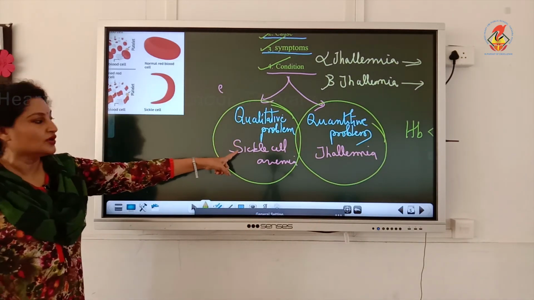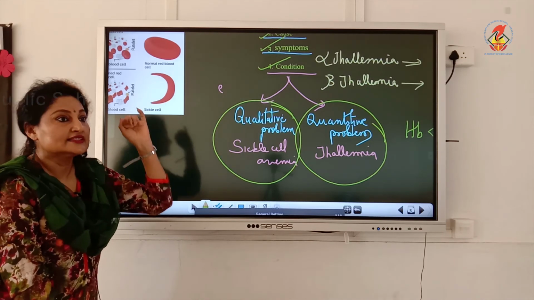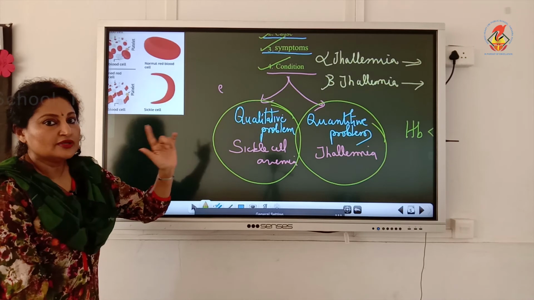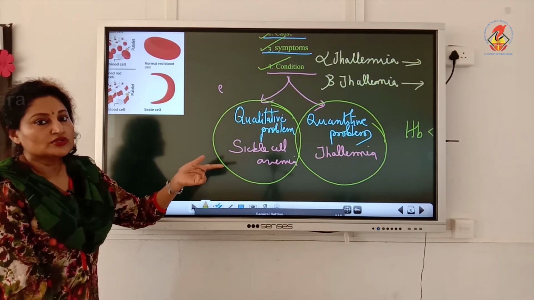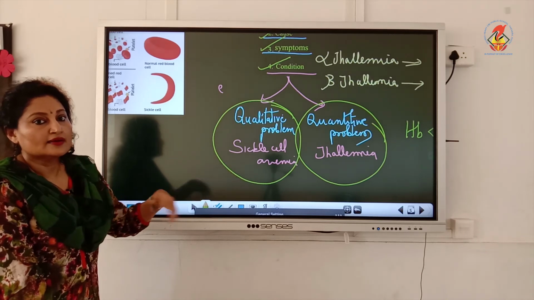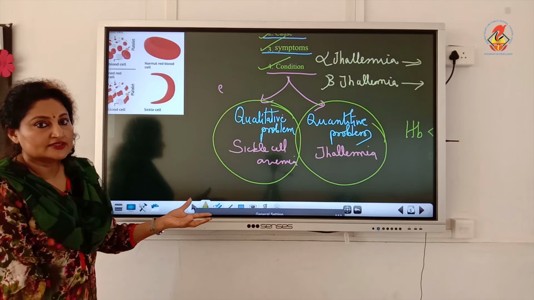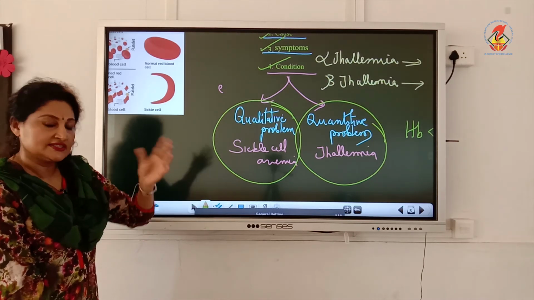Now, getting to sickle cell anemia, what is a qualitative defect? The sixth position of the beta globin chain should be glutamic acid. But here, instead of glutamic acid, a wrong amino acid is substituted, valine. Hence, the RBCs that are produced as a result of this will be defective. The distorted shape of that is sickle shape.